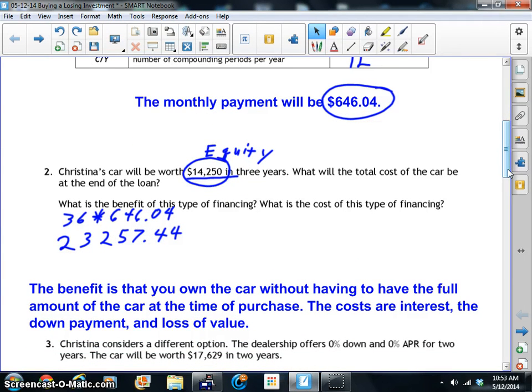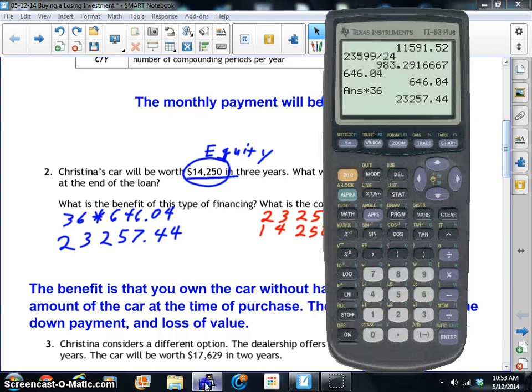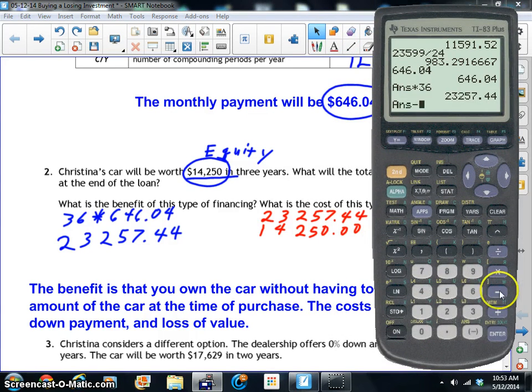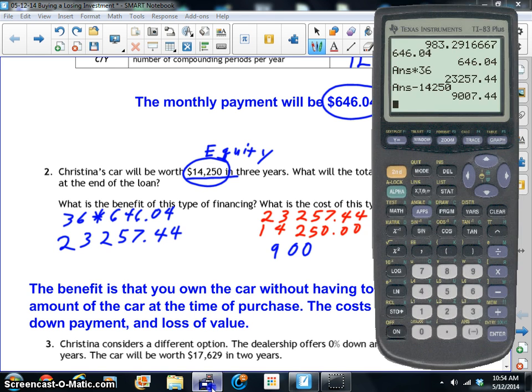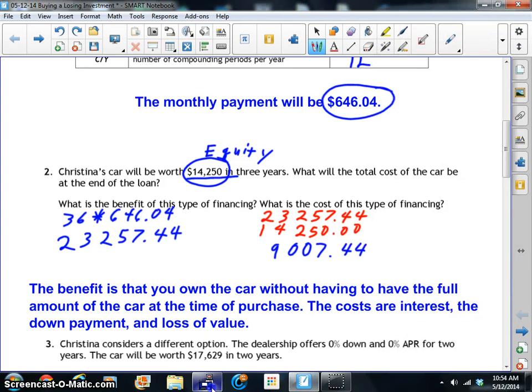So now we subtract our equity. We have $23,257.44, and we subtract what we're worth, $14,250.00. So we have that number minus 14,250, and then we basically paid $9,007.44. That's how much we paid into this particular car. That's our cost.